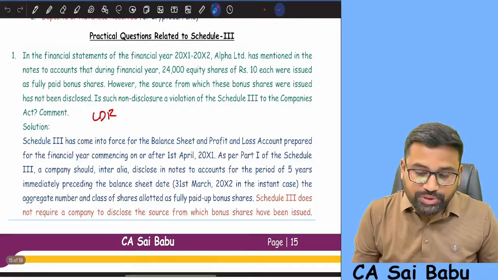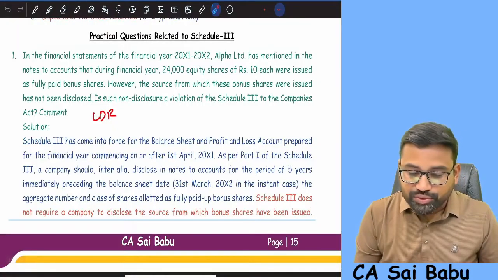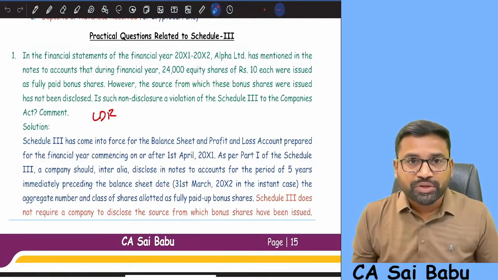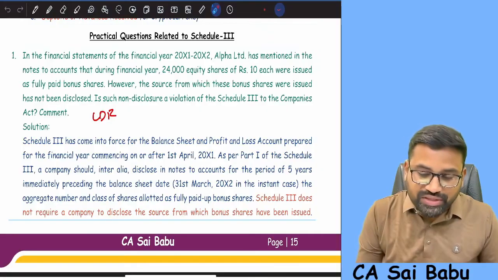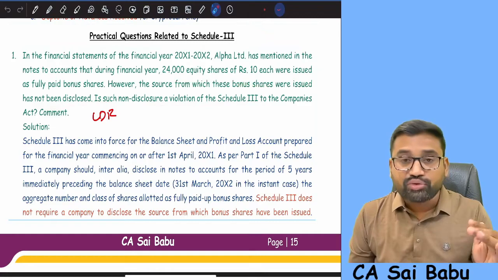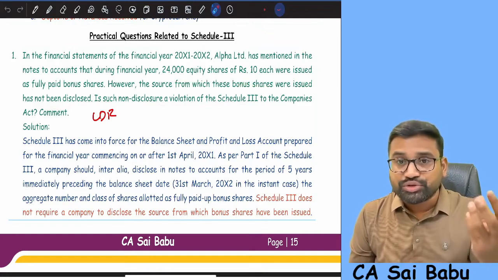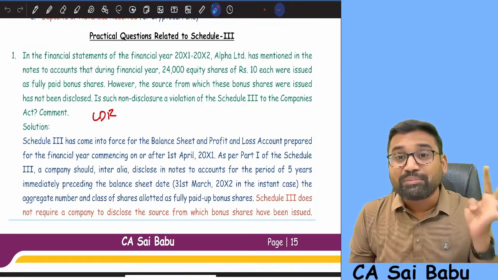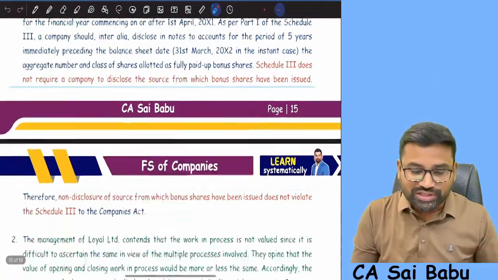Suppose a company has given bonus shares, 24,000 bonus shares of 10 each, but they have not mentioned the source from which these bonus shares have been issued. Is it a violation? Not a violation. Just now I told you, as per Schedule 3, whenever a company issues bonus shares, they need to mention the aggregate number and class of shares. No need to mention the source. So it is not a violation.